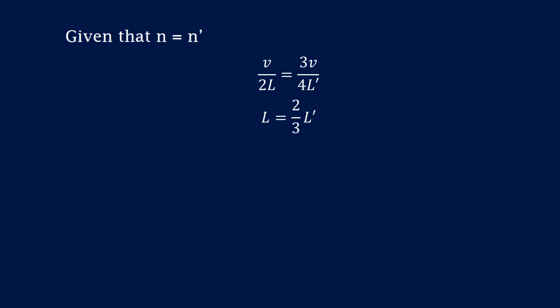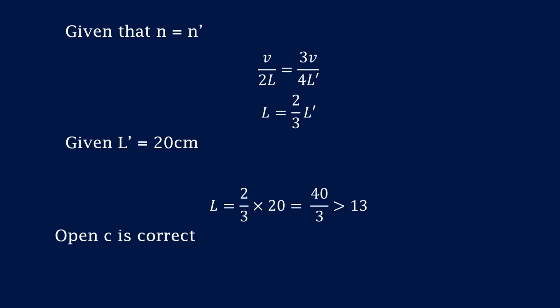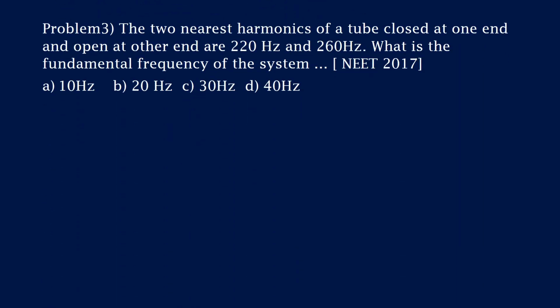It is given that n is equal to n dash. Therefore, v upon 2L is equal to 3v upon 4L dash. Simplifying it, we get L is equal to 2 by 3 of L dash. It is given L dash is equal to 20 centimeters. On substituting the value, we get L is equal to 40 by 3, which is greater than 30. Option C is correct.